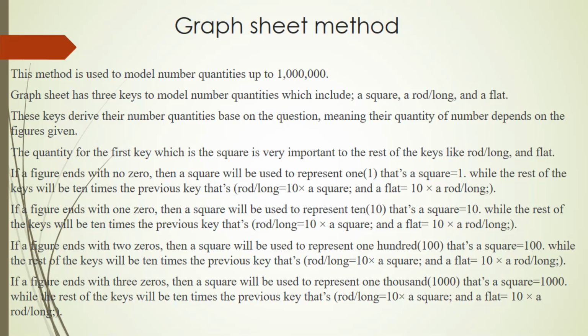And assuming that a square is 1,000, then a rod will be 10 times 1,000. Then you get your rod. So the rod will be 10,000. Then a flat will be 10 times what? A rod, which is 10,000 times 10. That will be 100,000. Okay, good. So make sure that you write this one in your notebook.